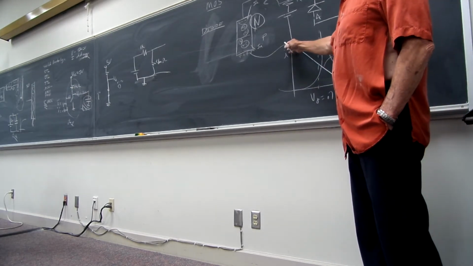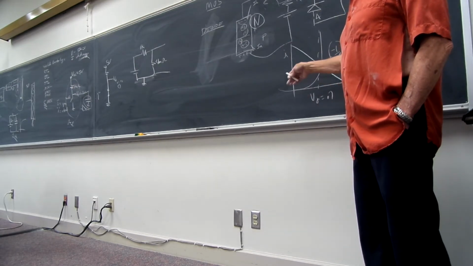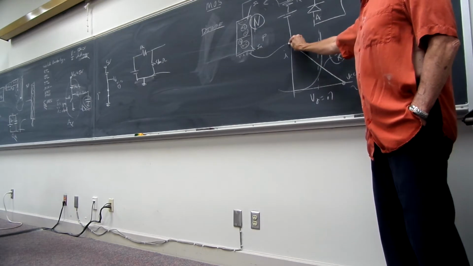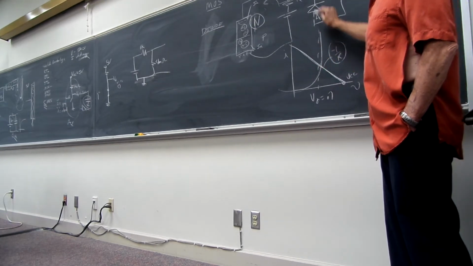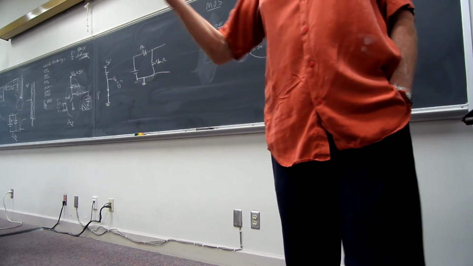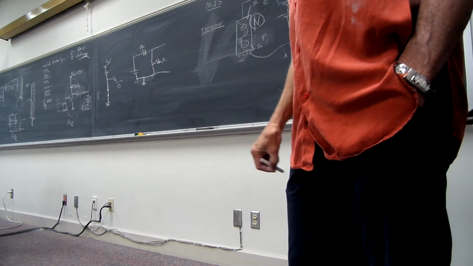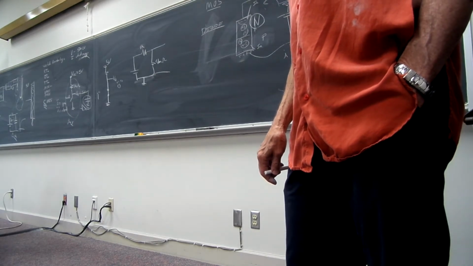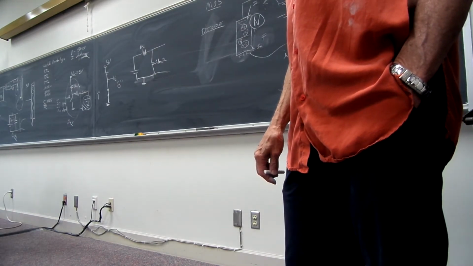So you find out where the thing operates by superimposing the VI curve of the diode and the VI curve of the load, and this guy here is the load. You superimpose that and you'll find out where it's going to operate. Did you do stuff like that? You should have. All right.